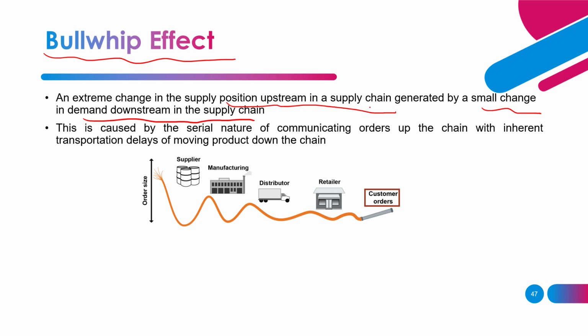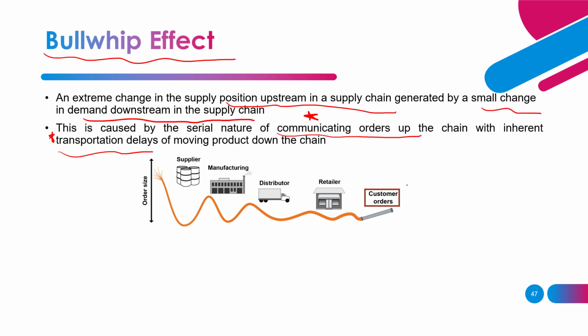Okay, so that is basically occurring due to communication problems. That is also due to the inherent transportation delays, maybe due to huge order quantity. So that is mainly occurring due to communication problems, or you can say due to the transportation delay towards the downstream of the supply chain.